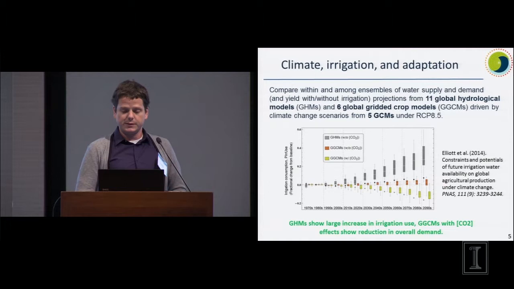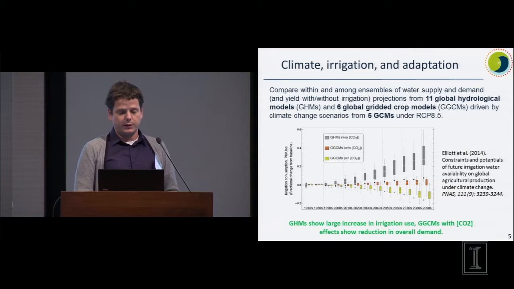So the storyline here is basically that global hydrological models, with only one exception, do not consider the effects of increasing CO2 on crop water use efficiency, and so therefore tend to overpredict the demand for irrigation in the future as temperatures and CO2 rise.